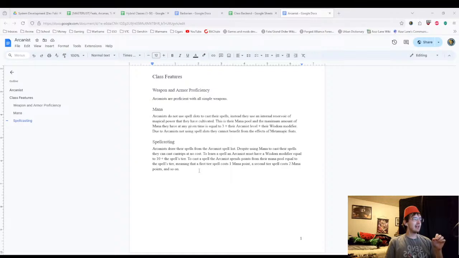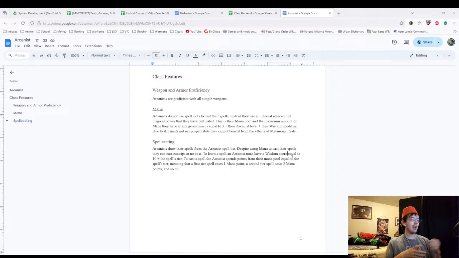then, not wisdom modifier, wisdom score. Anyway, technically speaking, the way this works is if your Arcanist has, let me just throw a number out, a 12 wisdom, then he can cast a second tier spell at level 1.